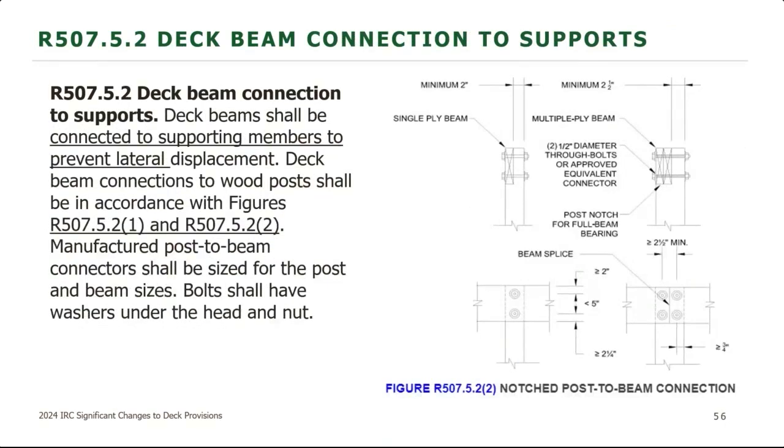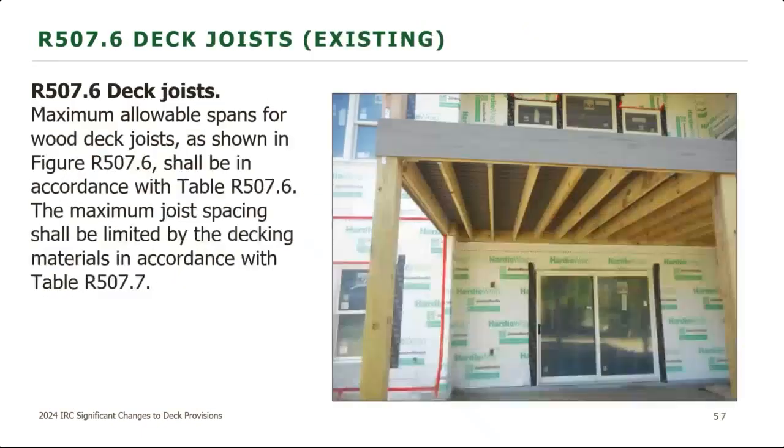So the beam connection to the supports, the deck beams, the new sentence here says that deck beams shall be connected to supporting members to prevent lateral displacement. Previously, this sentence in the earlier versions of the code said that deck beams shall be attached to supports in a manner capable of transferring vertical loads and resisting horizontal displacement. So they simplified this sentence quite a bit, and again, just clarified that it is that connection to the supporting members to prevent that lateral displacement. And then the figures were updated, just the numbers in there, so no changes to that. But they did have to get renumbered.